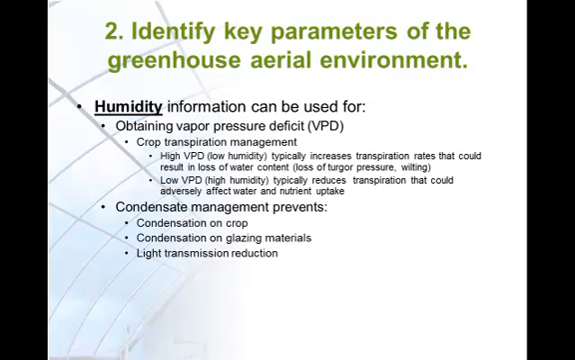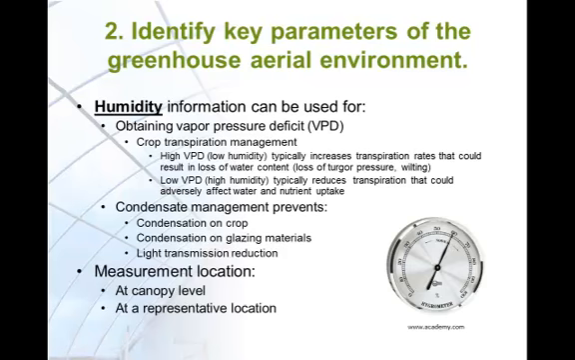Condensation on crops can be a big problem when it comes to disease. Any freestanding water on plant surfaces can be a breeding ground for disease. Condensation on glazing materials can cause a reduction of light transmission. Condensation on the ceiling of the greenhouse can also drop down on plants. As with temperature readings, it is important to place humidity sensors at canopy level and at a location representative of the entire growing area in order to collect correct readings.